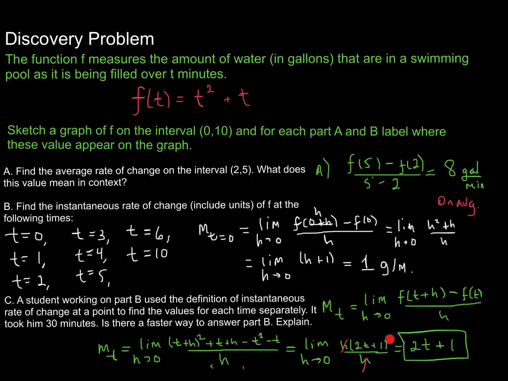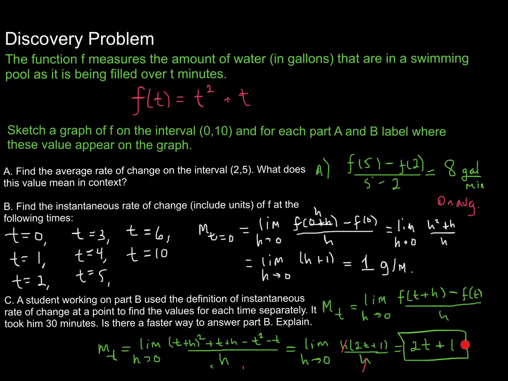And then all I'm left with is 2t plus 1. Well, notice I'm taking the limit as h approaches 0. 2t plus 1, I can plug h into that, no problem, because there's no h whatsoever. So I'm just going to end up with 2t plus 1.